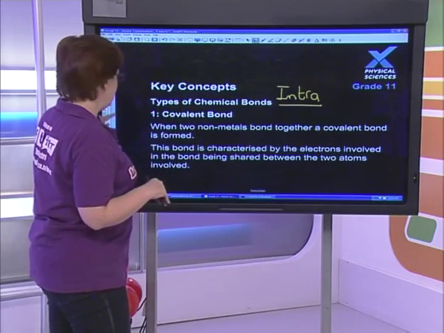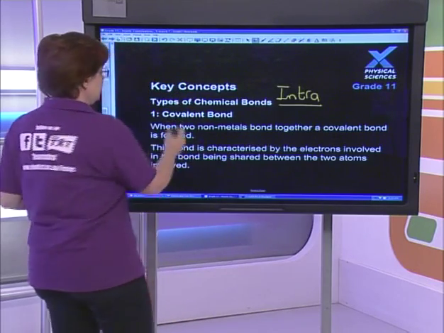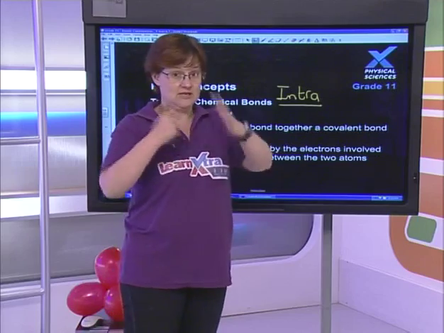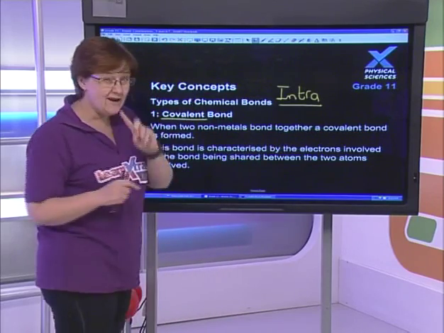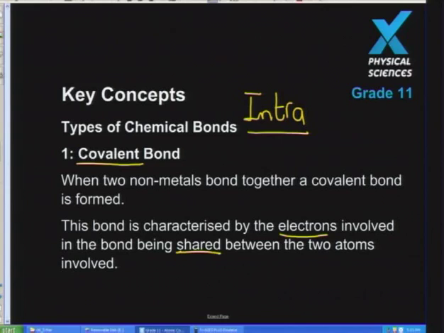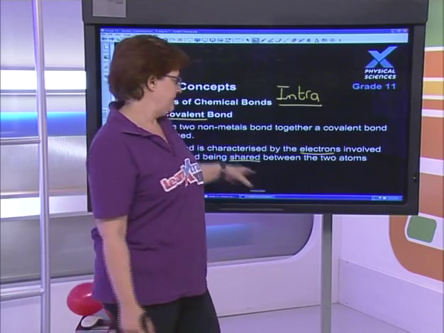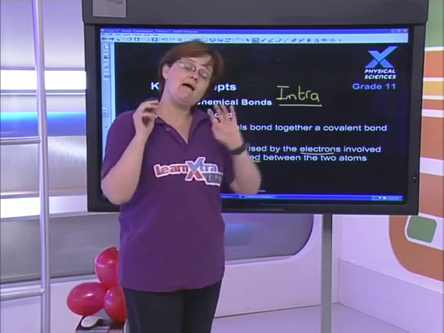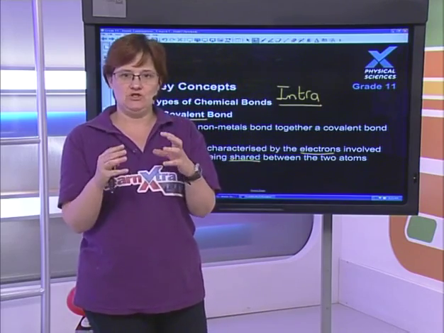Now, the first one is your covalent bond. Okay, covalent bond, this is really what we get into with shapes today. When two or more non-metals bond together, it's a covalent bond, okay? How is it characterized? The electrons are shared between the atoms. Remember, the whole point of bonding is for our atoms to get a complete energy level.